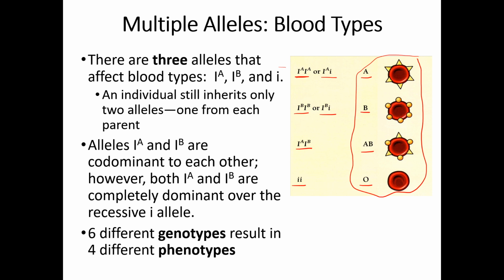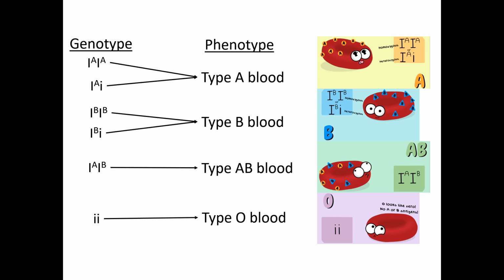And the reason for that is that you can have 2 different genotypes for type A, because I with capital A and the small i, that small i is recessive, so it gets hidden by the presence of that dominant allele. Similarly with B, the dominant allele hides that recessive i. The only way you have the small i show up is if both of them are there, and then you have the type O blood. This is another slide showing the same thing, just in a different way.